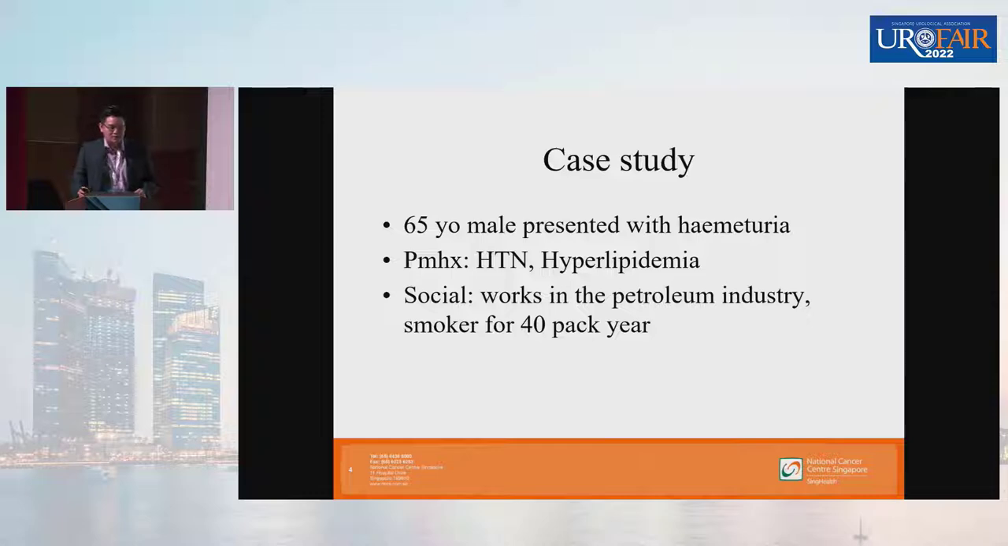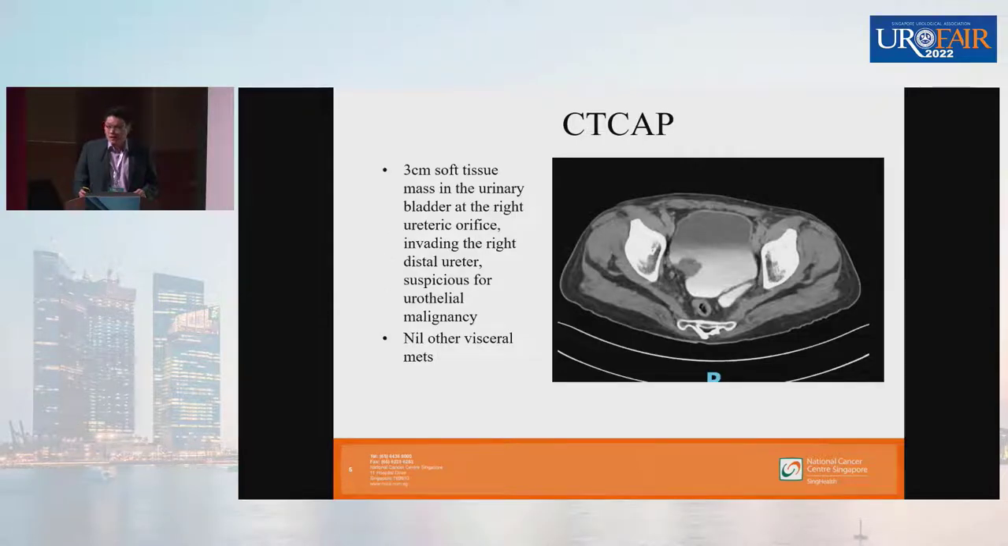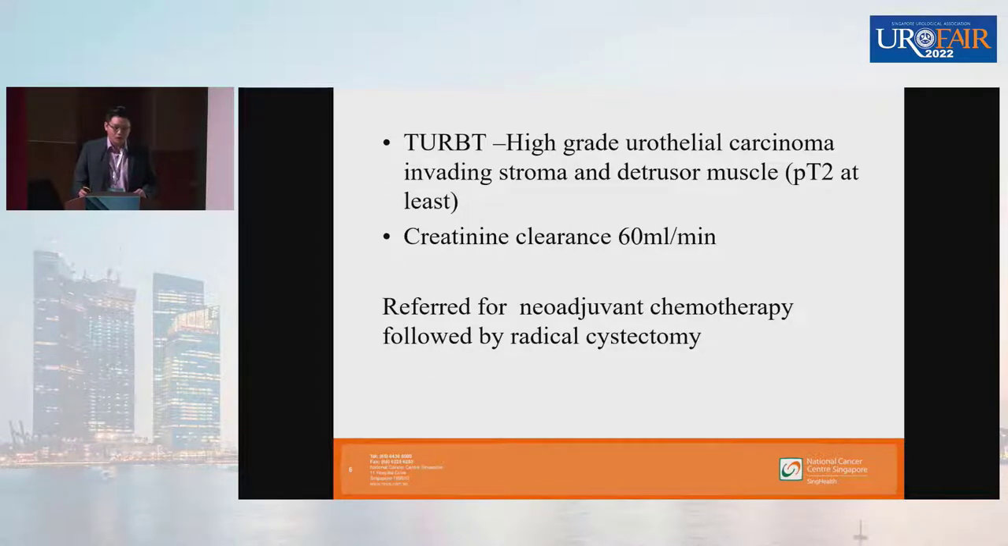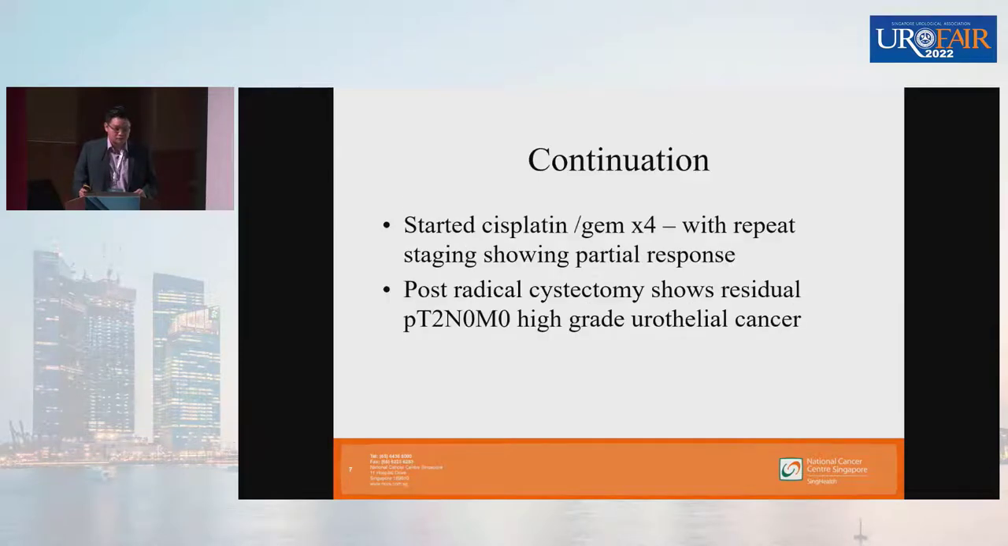So the case study: we have a 65-year-old man who presents with hematuria to his urologist. Past medical history includes hypertension and hyperlipidemia. He works in the petroleum industry and has been a smoker for 40 pack years. This is a scan. He had a 3 centimeter soft tissue mass in the bladder. There were no other visceral metastases. The urologist did a TURBT, for which the histology confirmed at least T2 disease. He had good creatinine and was referred to us for neoadjuvant chemotherapy.